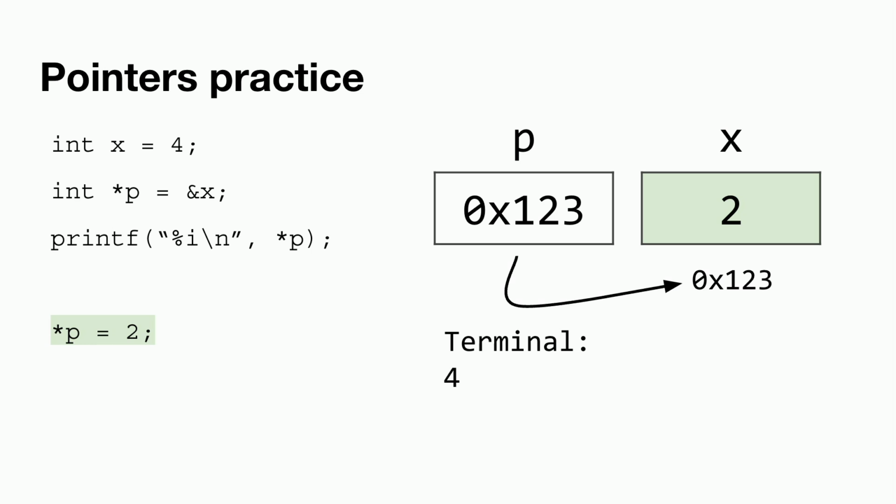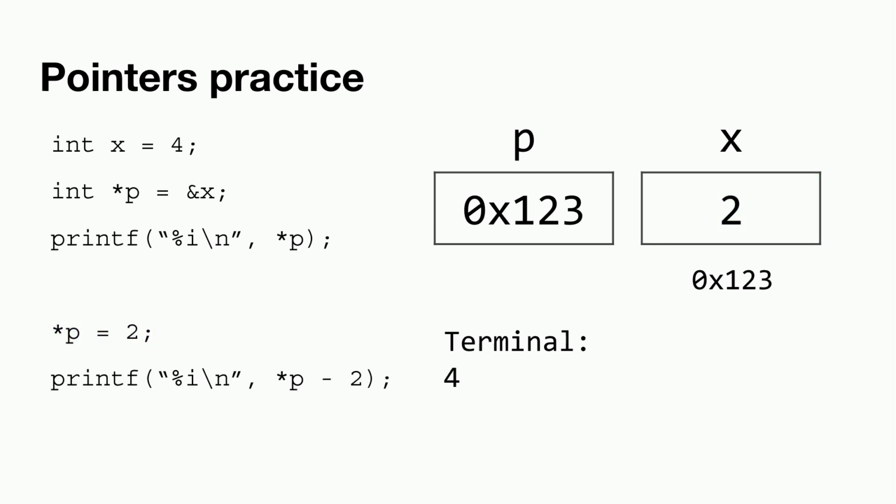Because as before, on line 3, when we printed out the value, we used star p to grab that value. In the same way, we can access that value once again and change it, okay? So now our x is equal to 2. That is the value that's stored there.